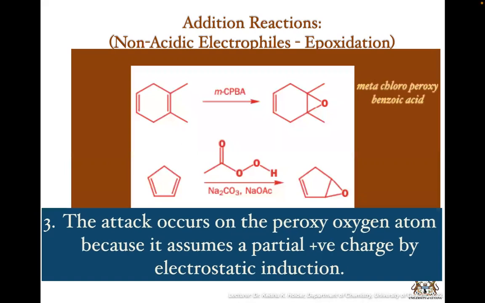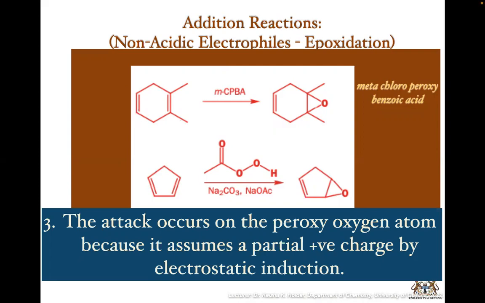So here are some examples where MCPBA is being used. In this case, we have a molecule that has 2 alkenes, and this is what we would call a diene because there are 2 alkenes. And so we have MCPBA being used, and the epoxidation occurs, in this case, at the tetrasubstituted alkene. This one is left untouched. And so we are seeing that epoxidation is occurring by the mechanism that we just identified, as we expect.